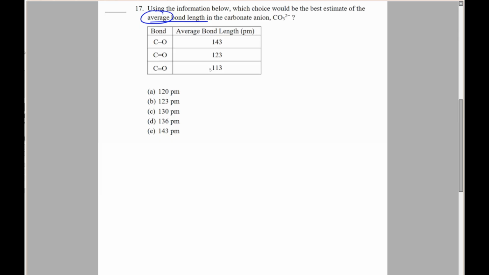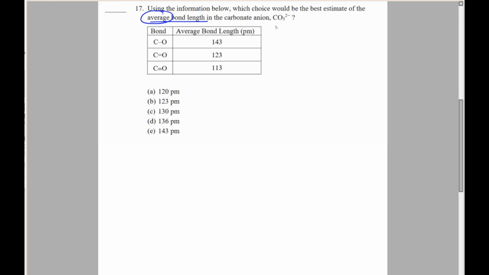But to first be able to do that, we have to figure out what this anion looks like, because we need to figure out what it looks like to be able to know how many types of each bond there are. So to do that, we need to find the Lewis structure of this molecule. And to start with, the way I like to start with Lewis structures is to first figure out how many total valence electrons it should have.